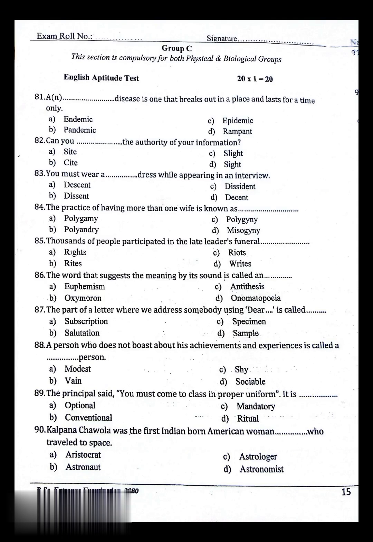Group C. This section is compulsory for both physical and biological groups. English aptitude test, marks 20 into 1 equals 20. 81. An disease is one that breaks out in a place and lasts for a time only. A, Endemic; B, Epidemic; C, Pandemic; D, Rampant. 82. Can you cite the authority of your information?